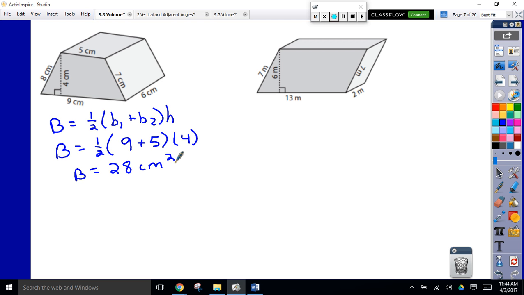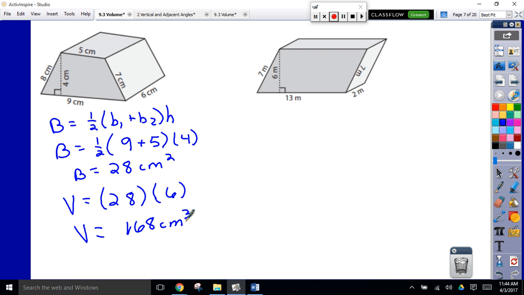And then multiplying that times W, which is, Nathan, what's W? 6. Good. Okay, what do we get for volume of that? David? Good. 168 cubic centimeters. Okay, any questions about that?